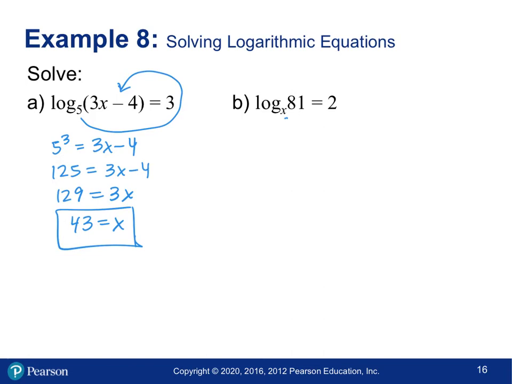Okay, the next one, same thing. This would be x squared equals 81. So you take the square root of both sides. So x has to be 9. Now remember, it could be positive 9 or negative 9, but not here. It can't be negative because they're dealing with the logs.